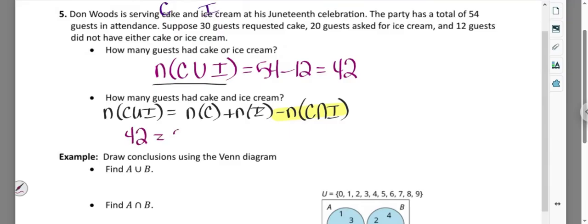30 guests had ice cream. 30 guests had cake. 20 guests had ice cream. How many had both? So in that 30 and 20 is also the intersection, because we have to subtract that part that's counted twice.